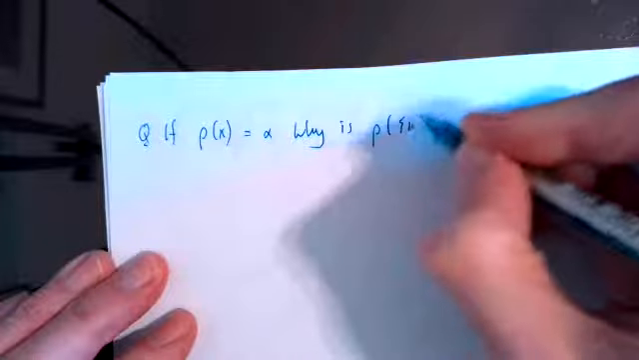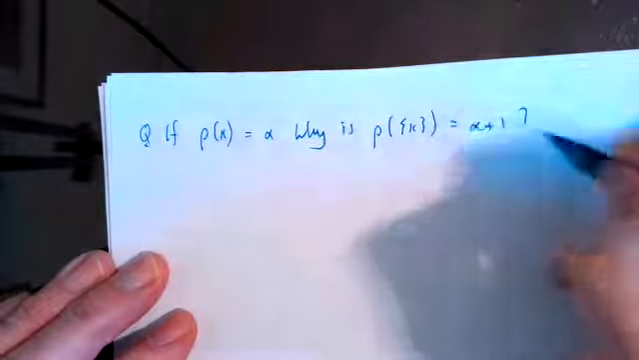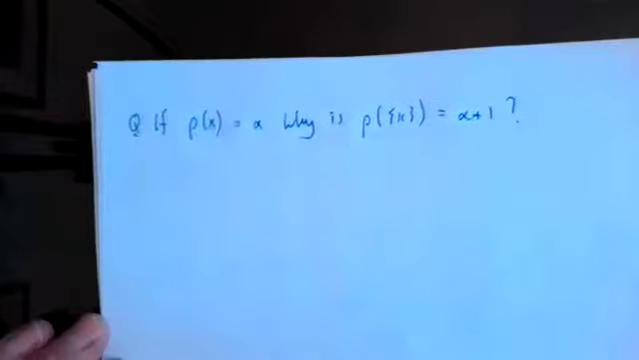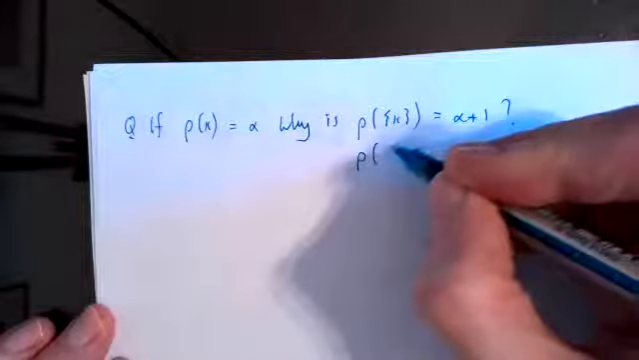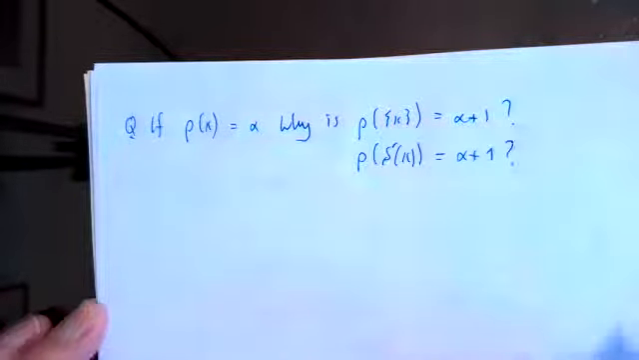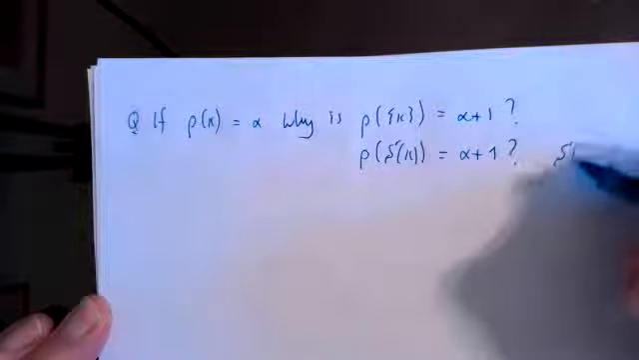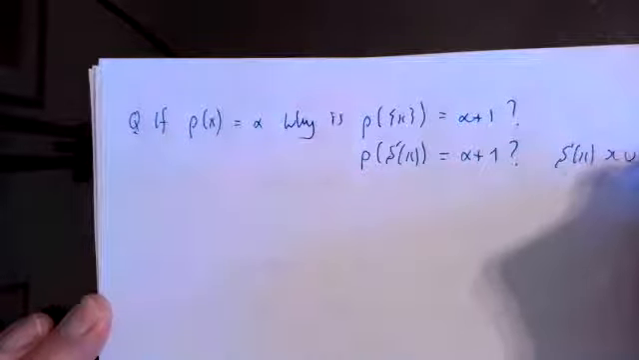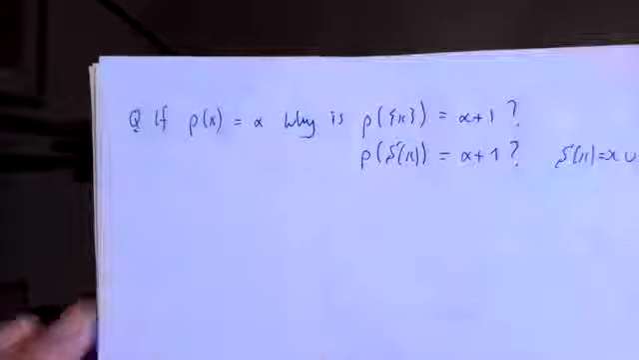So one quite simple question someone asked is, if the rank of a set X is alpha, why is the rank of singleton X alpha plus 1, or indeed the successor of X equal to alpha plus 1 here? Recall that S of X is just X union singleton X here.